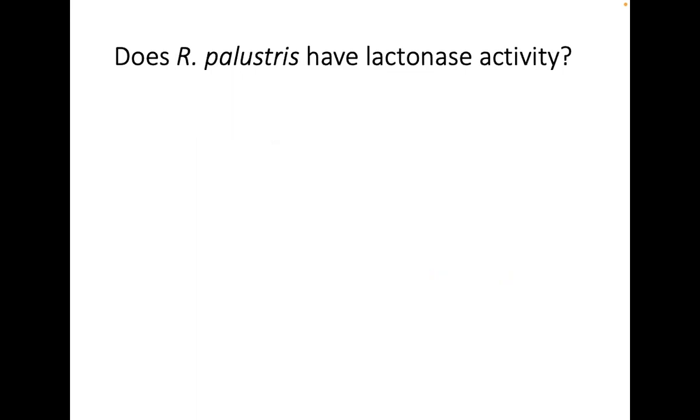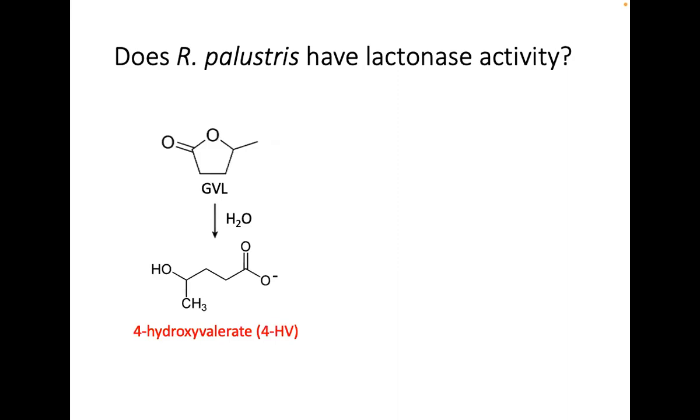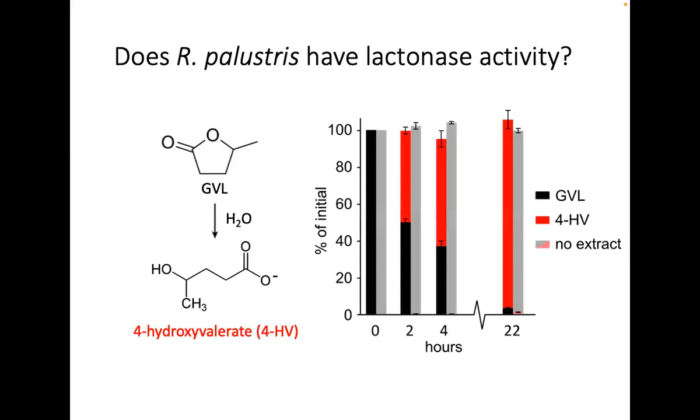So I wanted to directly test: does my bacterium have lactonase activity for GVL? I measured levels of GVL and 4-hydroxyvalerate using HPLC mass spectrometry. I took whole cell extracts from my bacterium and added pure GVL to those extracts. What I saw is that over time, GVL was stoichiometrically converted to its hydrolysis product, 4-HV, when I added extract. In the absence of extract, this reaction didn't really occur. So that tells us, yes, there probably is something in that extract catalyzing this reaction.